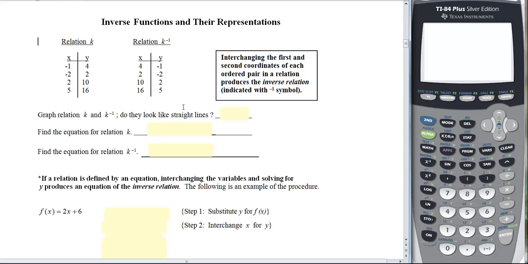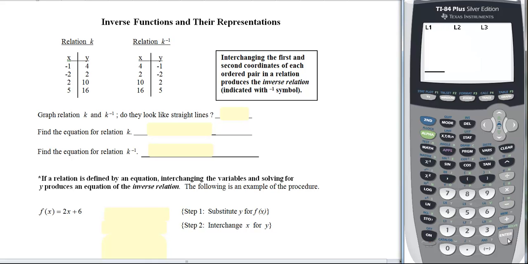Now you can do this on paper. It's just easier for me to do it on the calculator. So I went to my stat, to my edit, like we've done before, and I put these points in, but I put them in a little bit different than what you might have seen. L1, L2 is my relation K. L2, L3 is my relation K inverse. And I asked the calculator to graph this. When I do that, zoom 9. So this one right here is my relation K, and this is K inverse.